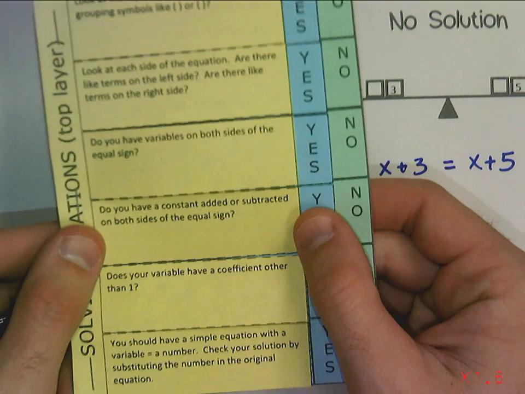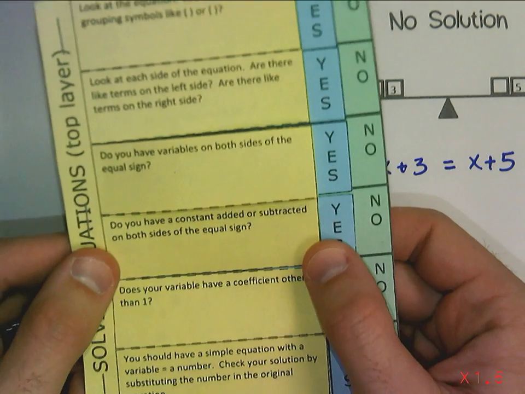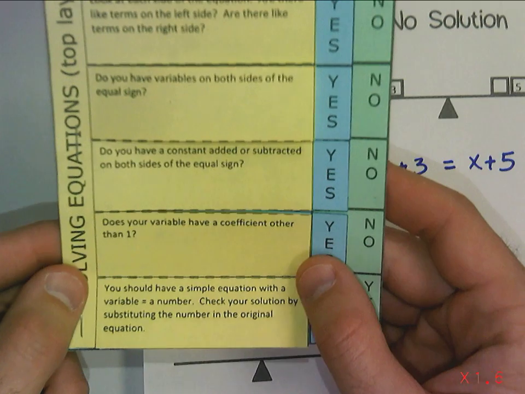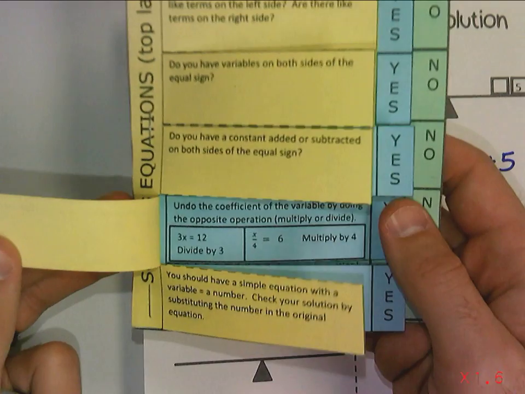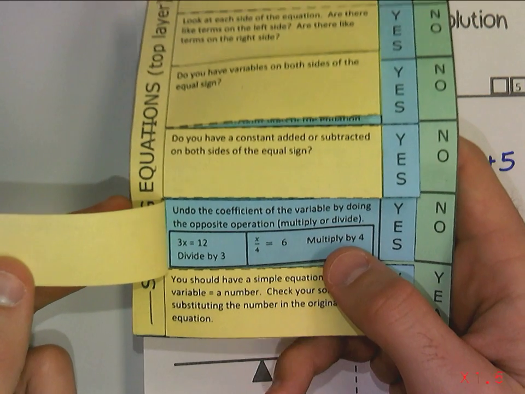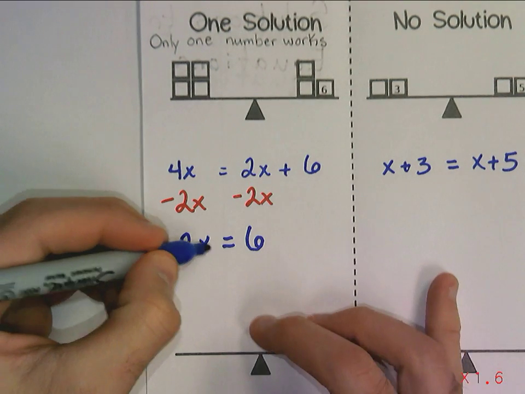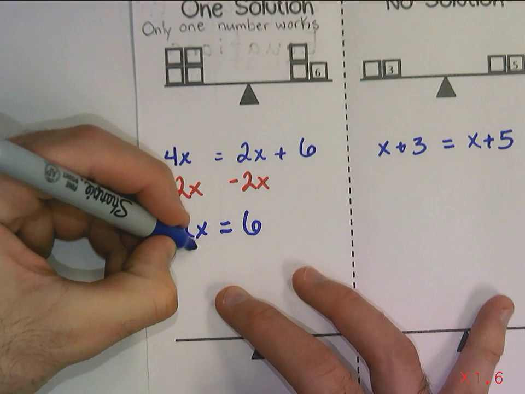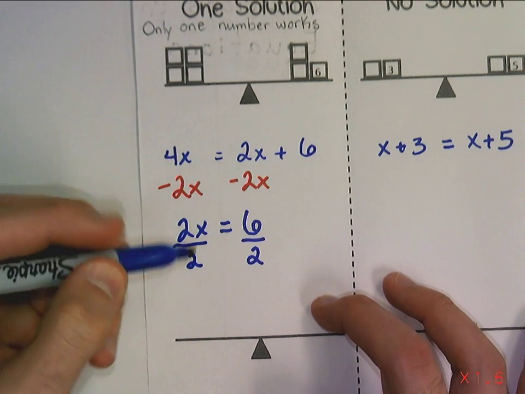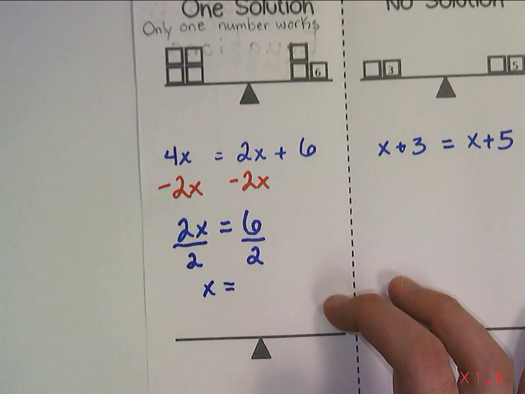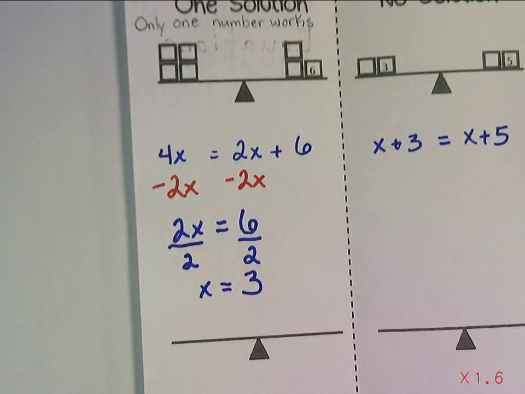Now, we don't have any constants added or subtracted because we've gotten to this point, so that step we won't need. Does your variable have a coefficient other than 1? Yes, in this case it does. It has a coefficient of 2. So, undo the coefficient of the variable by doing the opposite operation. In this case we have multiplication because we have a variable next to a number. We need to undo that with division. So divide by 2, divide by 2. 2 divided by 2 is 1, so we're just left with x, and 6 divided by 2 is 3. So our solution here is 3.